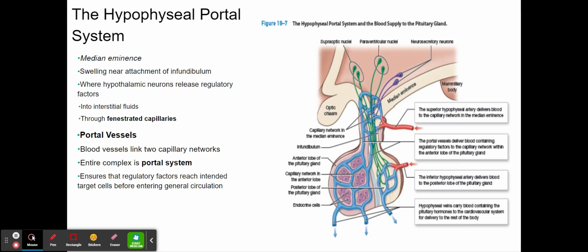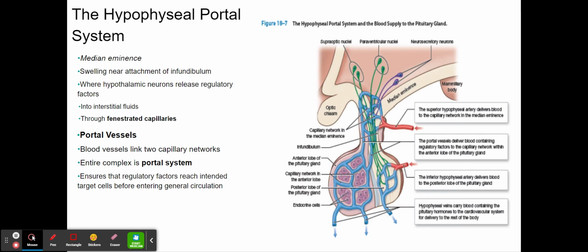The capillary networks in the median eminence are supplied by the superior hypophyseal artery. Before leaving the hypothalamus, the capillary networks unite to form a series of larger vessels that spiral around the infundibulum to reach the anterior lobe. In the anterior lobe, these vessels form a second capillary network that branches among the endocrine cells. This vascular arrangement is unusual because it carries blood from one capillary network to another.